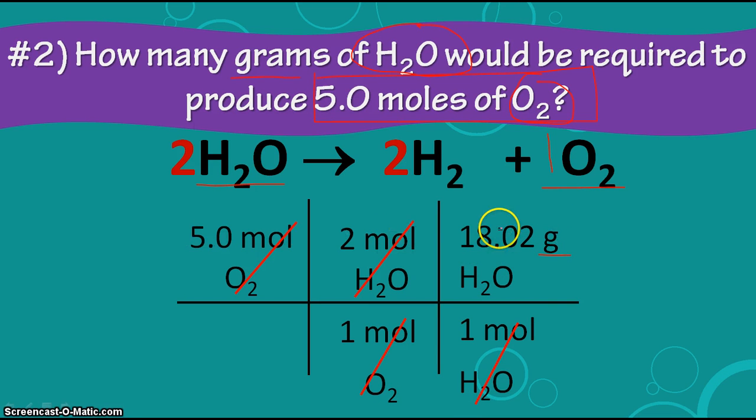5 times 2 times 18.02 divided by 1 divided by 1. 2 sig figs to start with. So our answer expressed to 2 sig figs is 180 grams of H2O.